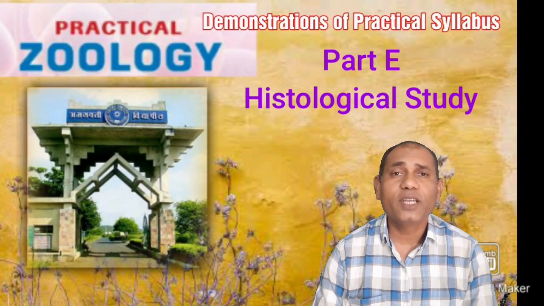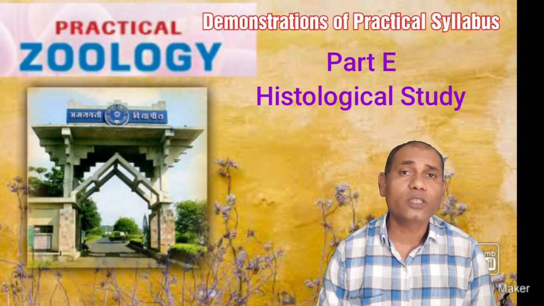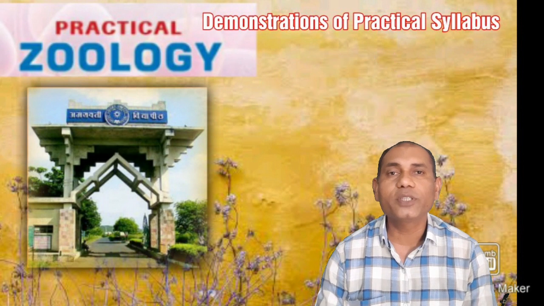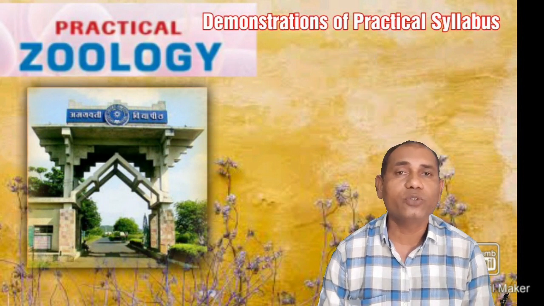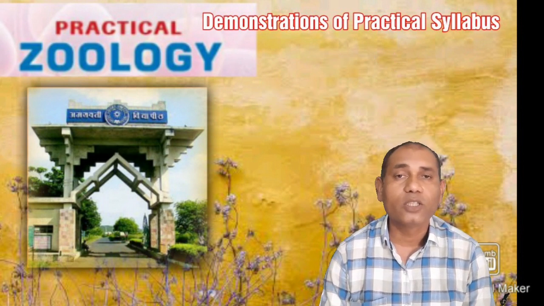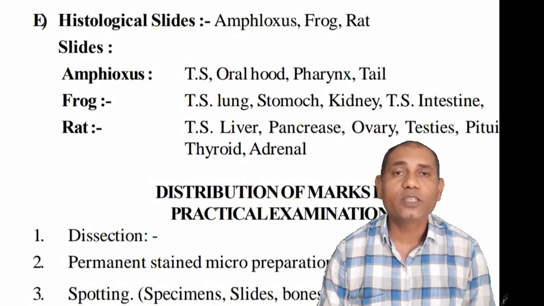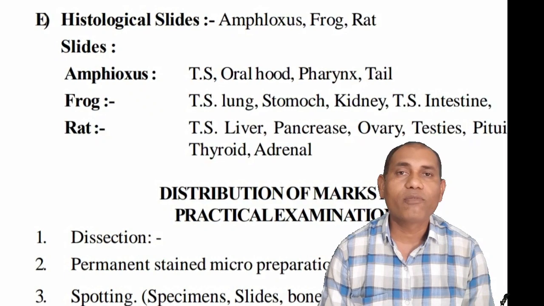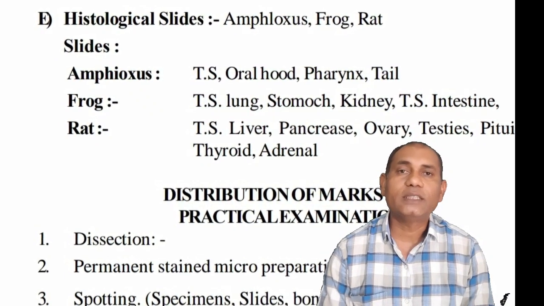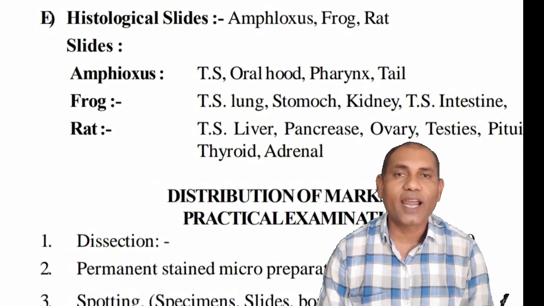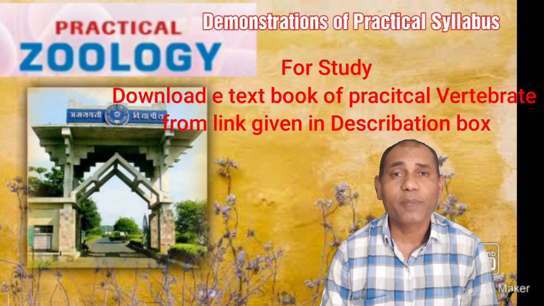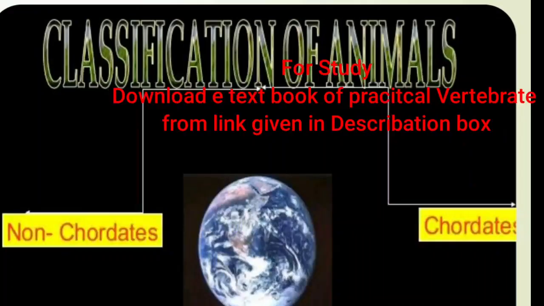In part 5, there is histological study. In histological study, we do the microscopic study of cells and tissues of different organs. So in this histological part, we have to study the histological parts of Amphioxus, then frog and rat. So let's start to study practical syllabus in detail.